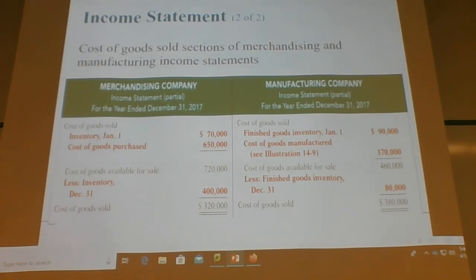So from that we have, if we take our beginning inventory of $90,000 finished goods, this is stuff ready to sell, and cost of goods manufactured, that means items that have been manufactured and are ready to sell, we can come up with this thing called cost of goods available for sale, which is $460,000. They just added these two. But we also have some finished goods inventory at the end of the year that has not been sold. Therefore, we subtract that out and we come up with cost of goods sold for the year of $380,000.